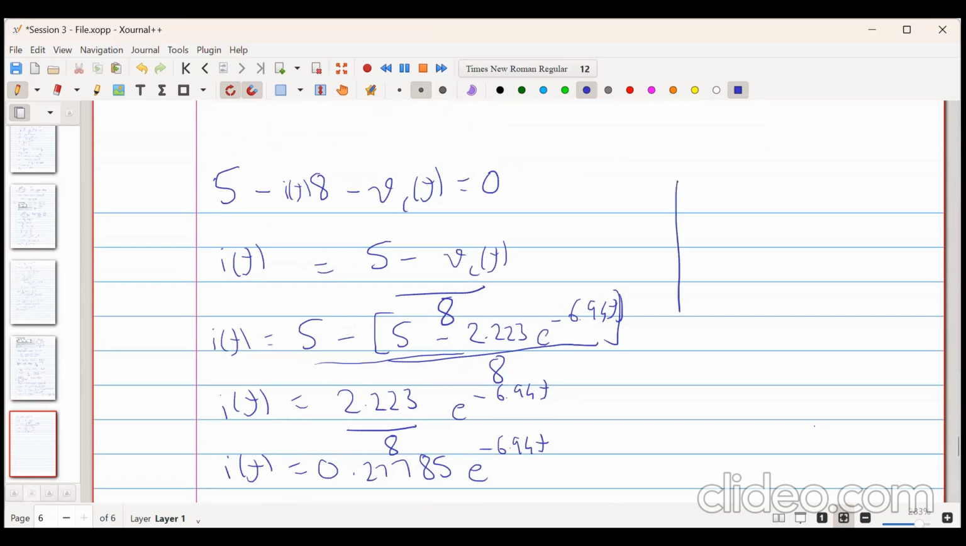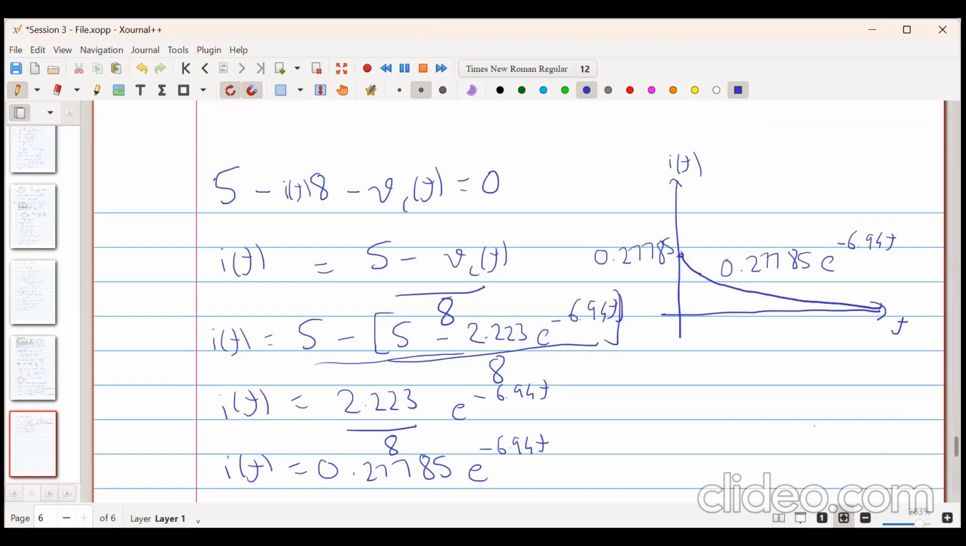Similarly, the current through the resistor with respect to time, I of t, will change like this. It will be equal to 0.27785, and it will decrease like this, and at steady state its value will be 0. So this is the curve, which is given by 0.27785 into e to the power minus 6.94 t.